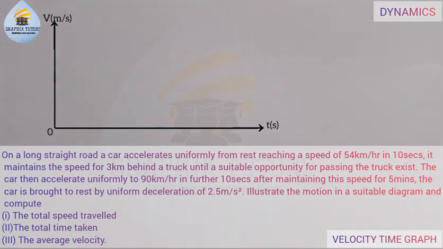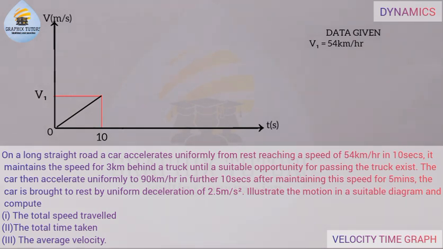I'll use this inclined line to represent acceleration on a velocity-time graph, right? So when I place it this way, I'll draw this up. I'll call that point V1. It accelerates from rest, reaching a speed of 54 km/h in 10 seconds. So it means my V1 is 54 km/h. Then in 10 seconds, this is how I am going to represent it, right?